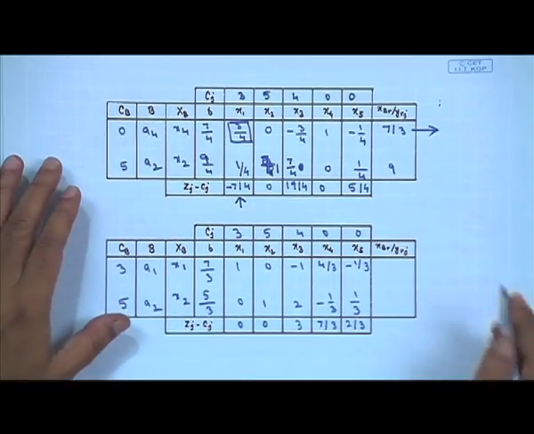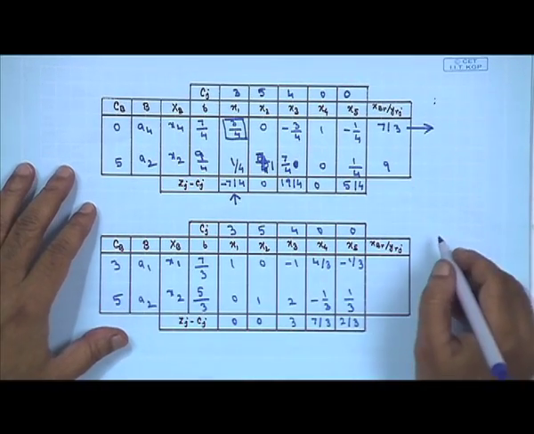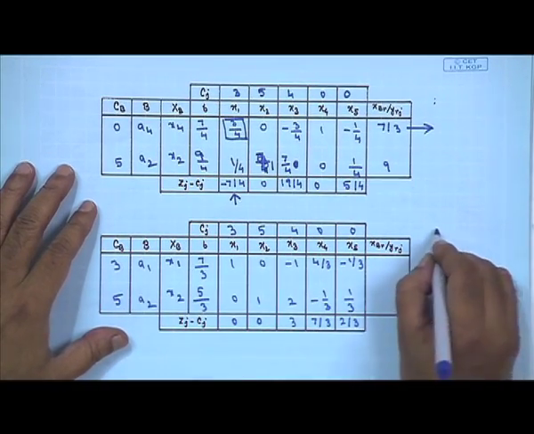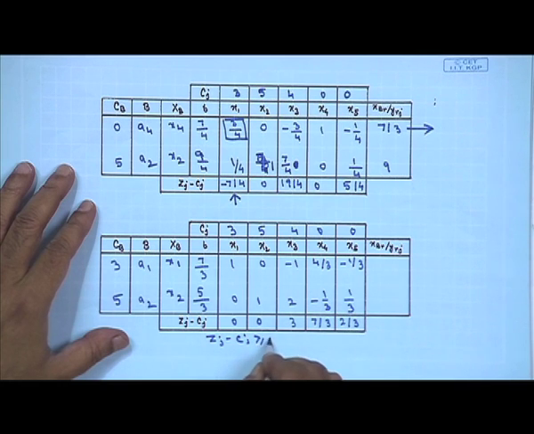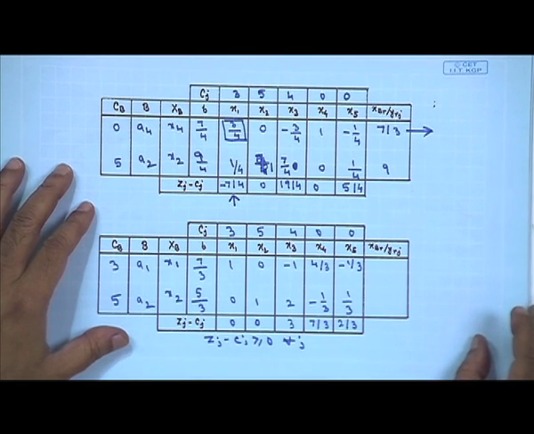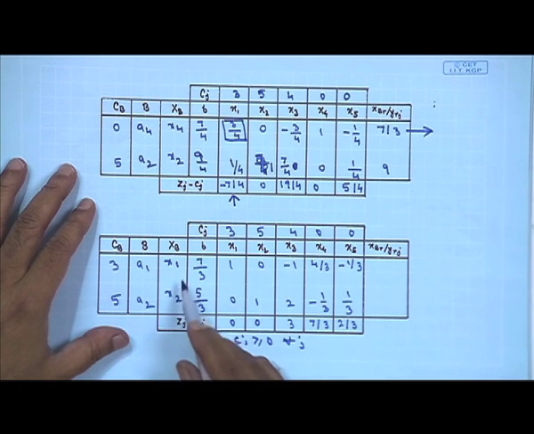So, Zj minus Cj, if you see, this Zj minus Cj is greater than equals 0. For this case, Zj minus Cj is greater than equals 0, and it is 0 for basic variables, greater than 0 for non-basic variables. So, you are getting the unique optimal solution.